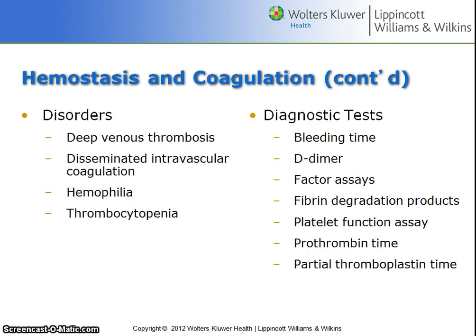These are some disorders in the process of coagulation, and diagnostic tests used to diagnose these disorders. The big ones, the ones most commonly done, are the prothrombin or PT time, partial thromboplastin time or PTT, and D-dimers.